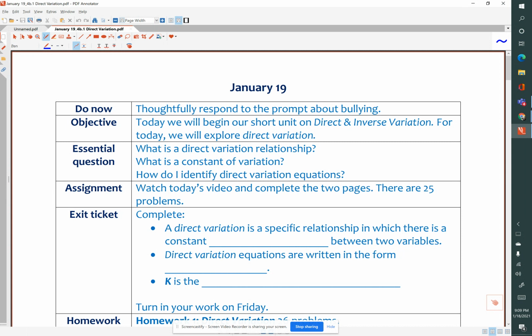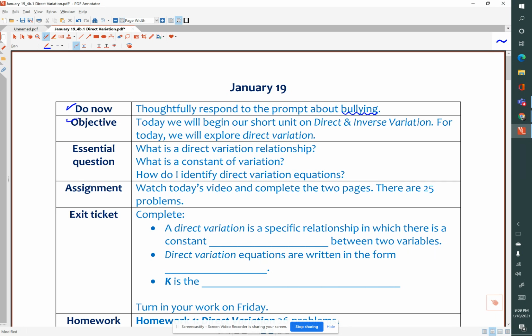This is a very brief unit on direct and inverse variation. We will have 3 lessons, 3 homeworks. All of that will be due on Friday, and we'll have a short quiz on Friday as well. But before we start, we're going to thoughtfully respond to a prompt about bullying. And we're going to talk about bullying in an environmental context.